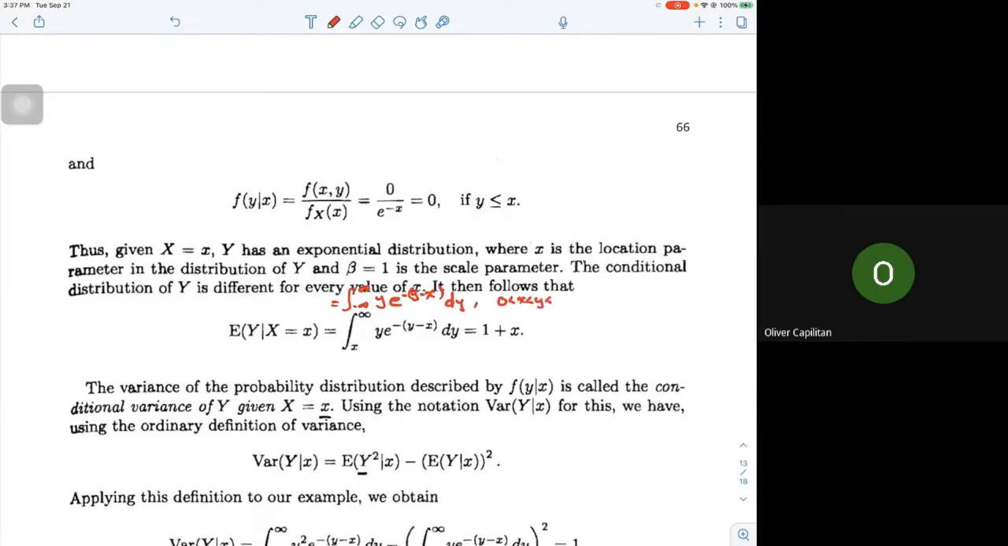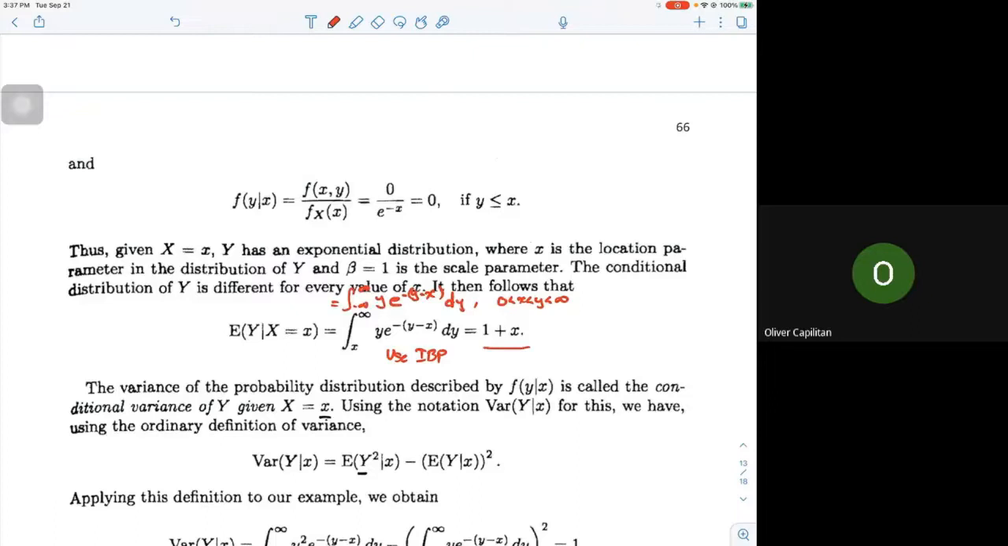Okay, we are evaluating this integral with respect to y, and y is greater than x. And then we're going to use integration by parts here. Evaluating this proper integral, I will be able to get 1 plus x. I tried it, and then I checked that the answer is indeed 1 plus x. Okay, so we have already computed the conditional expectation of y given x.